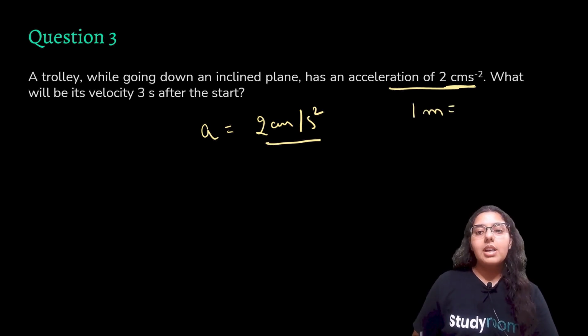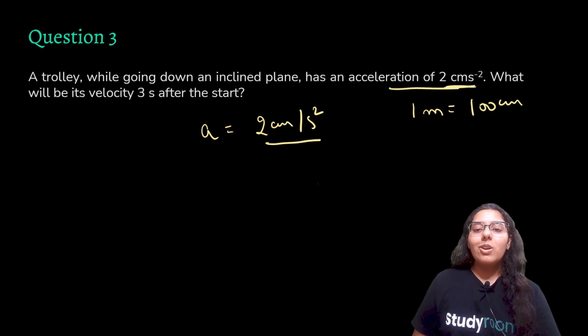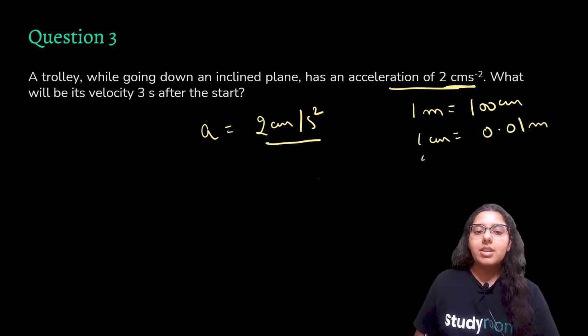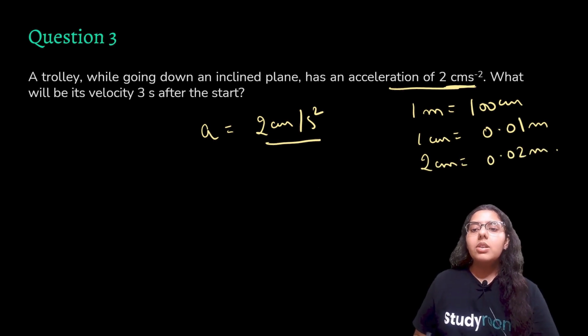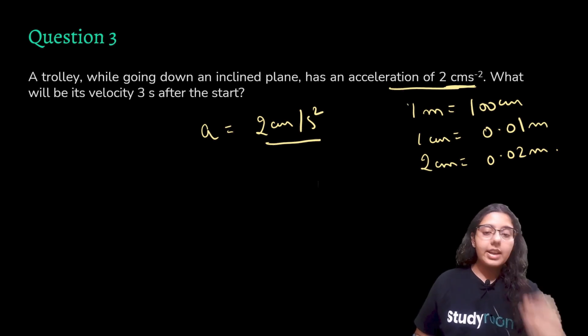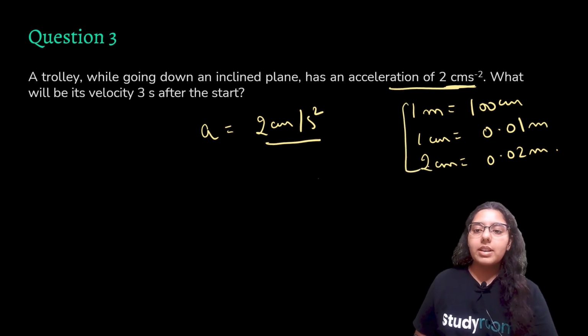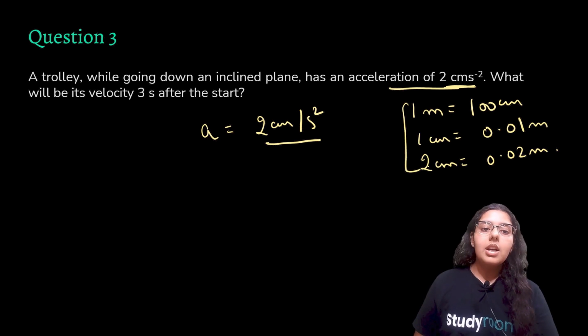1 meter is 100 centimeters. So 1 centimeter is 0.01 meters. So what is 2 centimeter? 2 centimeter is 0.02 meters, right? If in case you want to calculate in meter per second square, you must know this conversion. Otherwise, you can directly calculate in centimeter per second. So we will do both, okay.